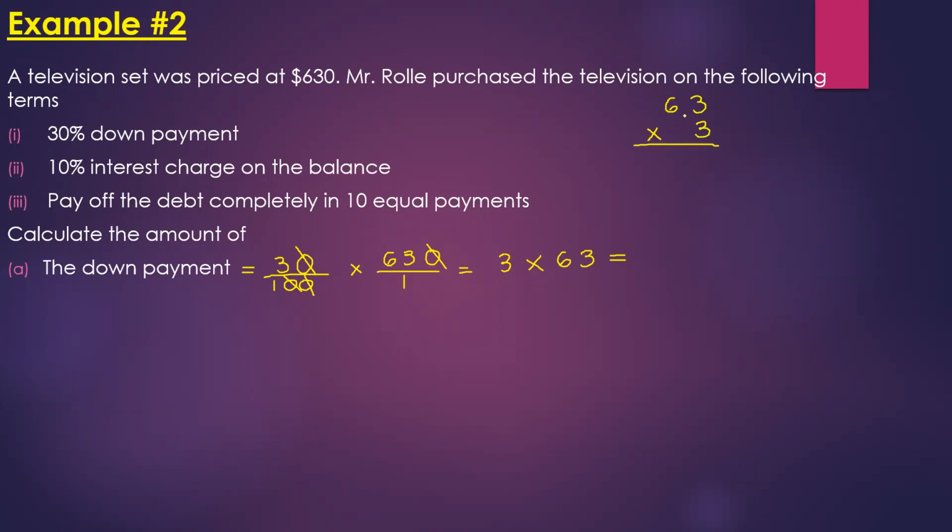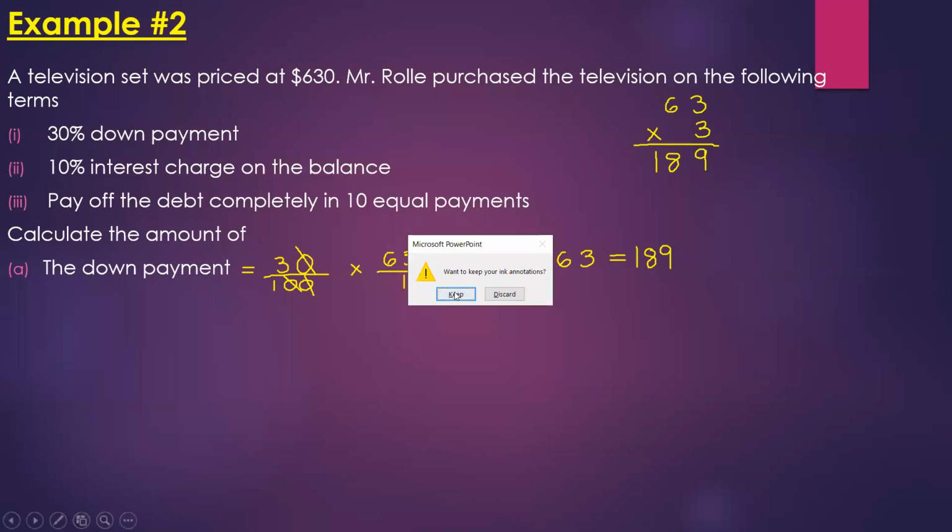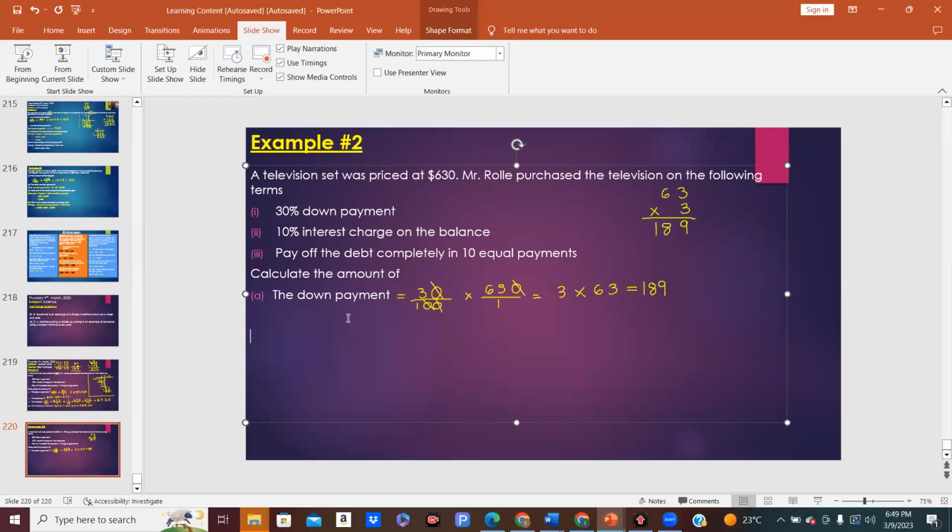Okay, 3 times 3 is 9. And 3 times 6 is 18. So the answer is going to be 189 buckareens, $189. That's how we get the down payment.